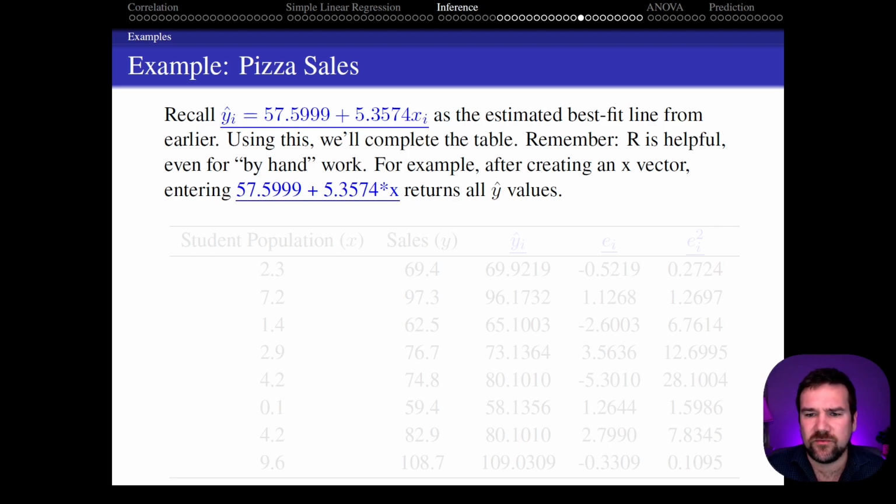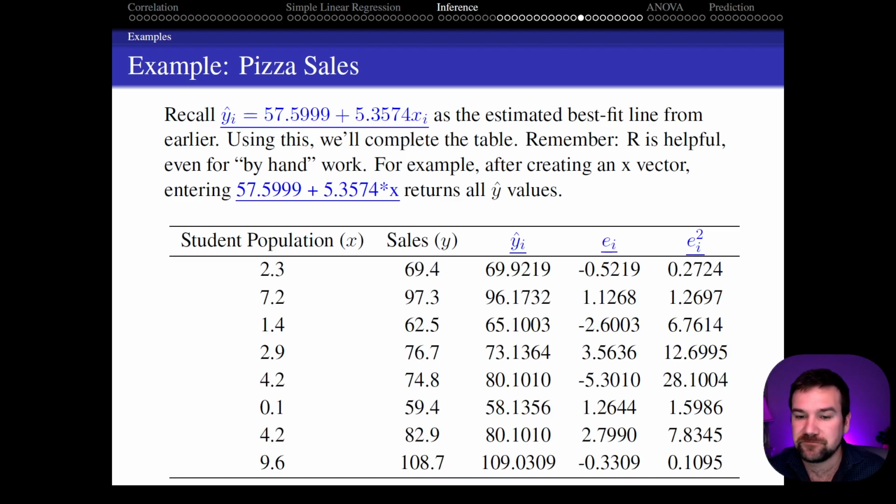Again, even for the by-hand work, R is helpful, so you could use that if you want to. Make your x vector of all the x values, and then do that line times x, and that'll give you all your y hats. In any case, I've got my y hats here, and you can double check for yourself if this lines up. I calculated it out to 4 decimal places.